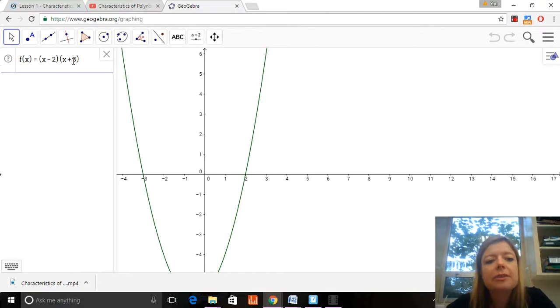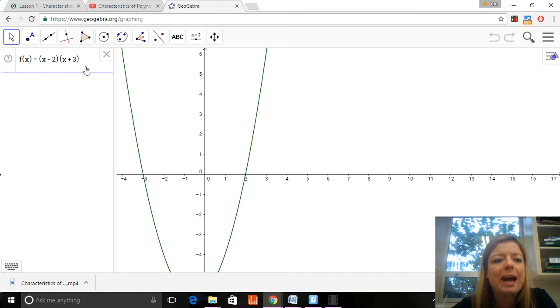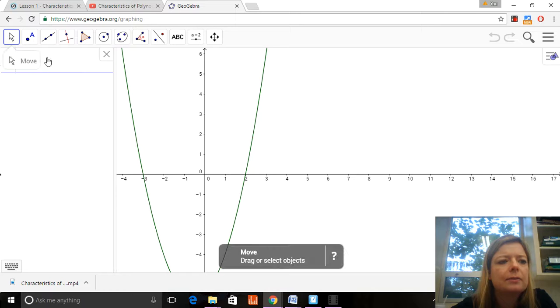And x plus 3 gives us a zero of negative 3, because to make this binomial 0, you would need negative 3 plus 3 to get 0, and that would make this whole thing 0, giving a y value of 0. So you get the point (-3, 0) as one of the coordinates. The whole point here is that if you keep adding zeros, you can see what happens.